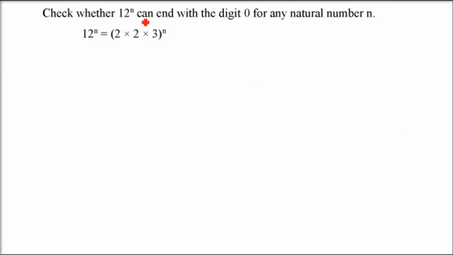Check whether 12 raised to n can end with the digit 0 for any natural number n. Now we know that if you don't have 5 and 2, since 5 into 2 is 10, you are not going to get it. You know it, but you have to prove it.